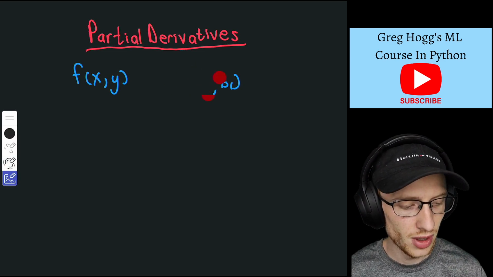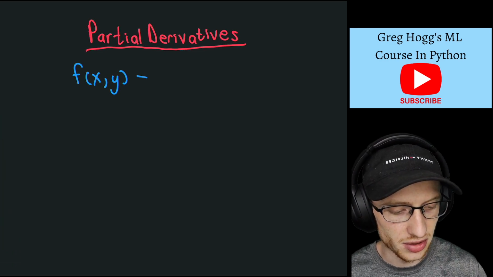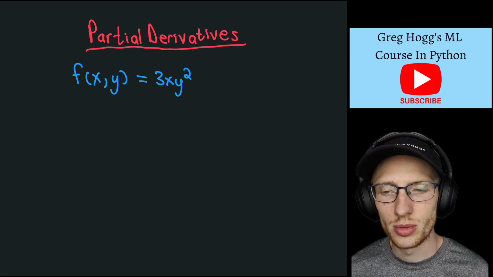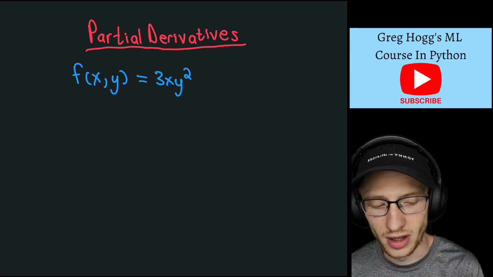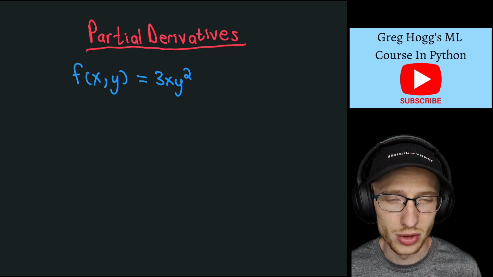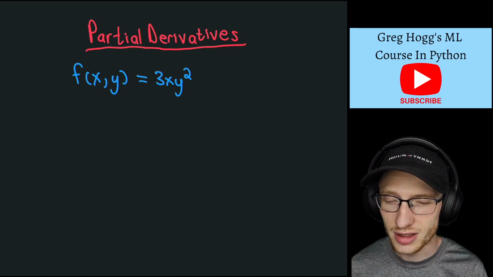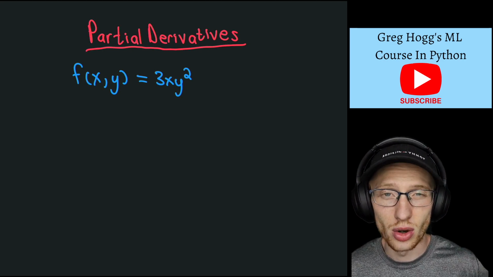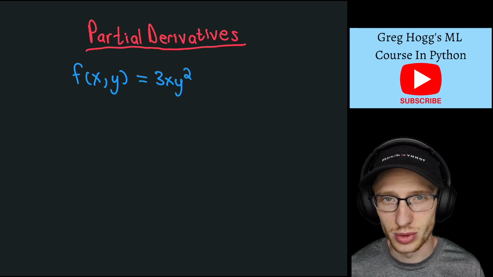Okay, so if we're dealing with f of x, y, maybe it's something like 3xy squared. Then you might have kept hearing me say the derivative with respect to x. I could take this function with respect to x or y. If I take it with respect to x, that means: what is the derivative of the function with respect to x, holding y constant? So if I don't touch y, what happens if I tweak x? What happens to the function if I tweak x?